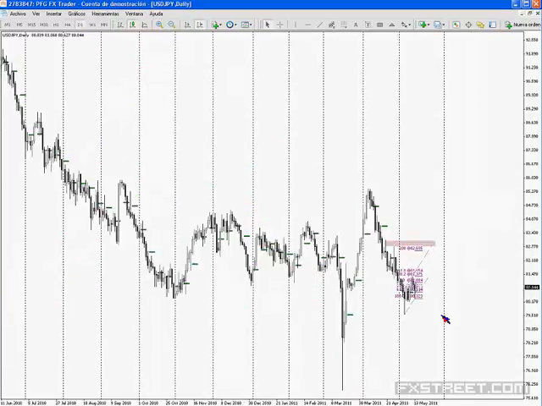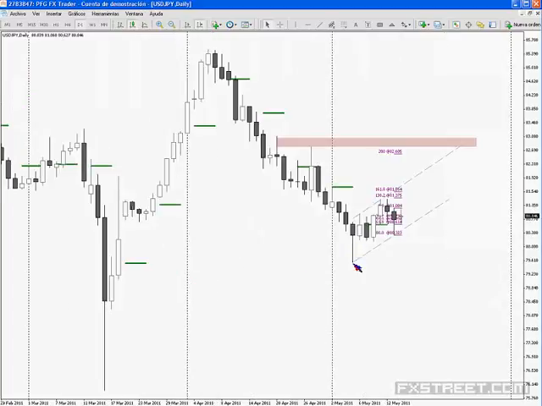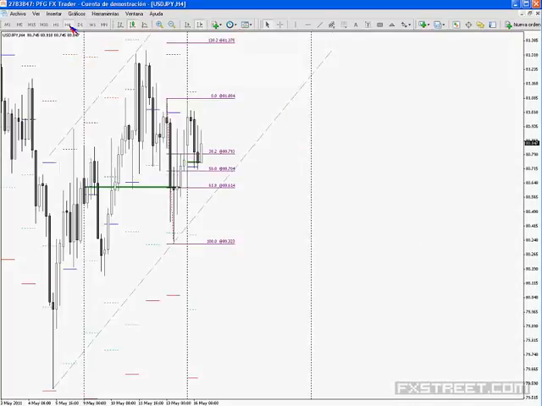I was referring to that hammer, which by the way we had the same pattern printing on the 4-hour, but I was referring to this hammer candle printing here on the daily structure, and also the bullish engulfing here on the 10th. So we are still under the influence of these two reversal patterns inside a nice ascending channel.